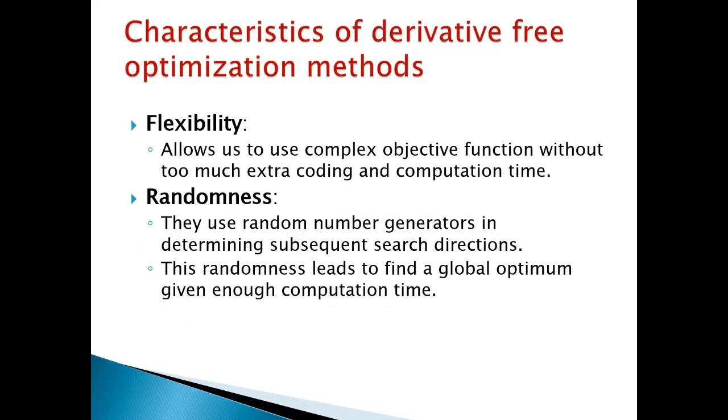It is random because it uses random number generators in determining the subsequent search direction. This randomness leads to finding a global optimum given enough computation time. So with this, we can say that it follows the property of finding the global minimum instead of a local minimum, in less computation time, as we don't use derivations here.